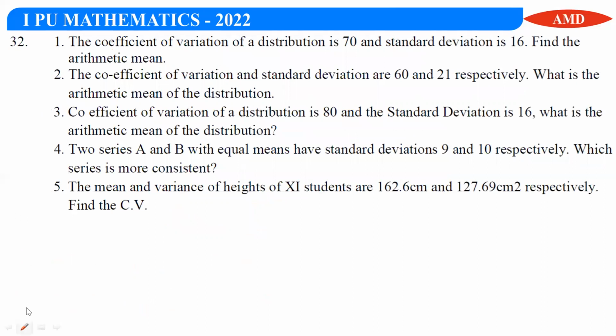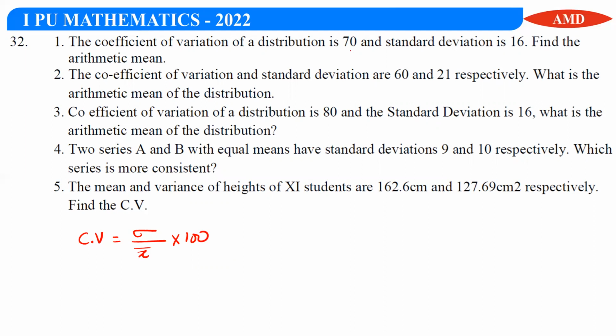The 32nd question, the most predictable one, is based on the CV, that is the coefficient of variance. We have a formula here to remember: CV is equal to sigma divided by x bar into 100. CV is the coefficient of variance, sigma is the standard deviation, x bar is the arithmetic mean. Here, any two of the quantities will be given to you. You will have to find out the third quantity.